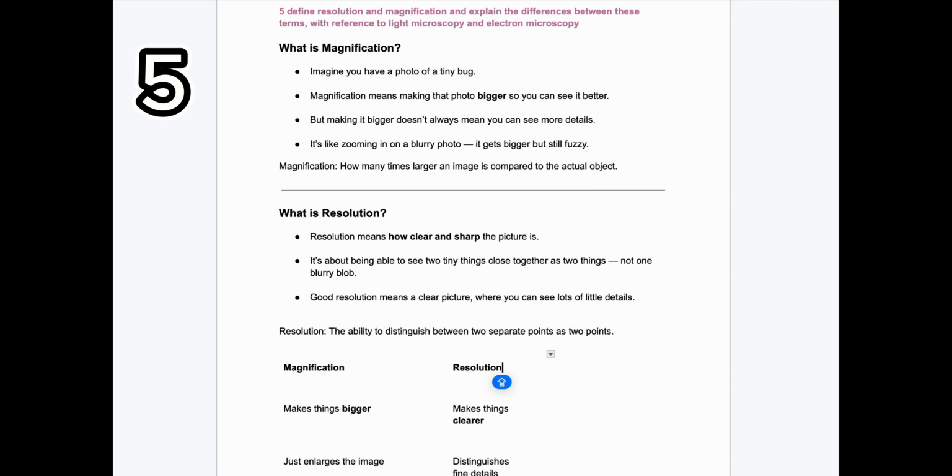Okay, so number 5, which is the final topic for 1.1. This is also fairly simple once you get the idea. Here it's telling us to define, which means we need to know the definition. So a question could come up like, define this, and you have to give the definition. We need to define resolution and magnification. So we need to know the definition of the words resolution and magnification, and then we need to know the differences between the two. And then we're going to learn about electron microscopy, which is very simple. So what is magnification?